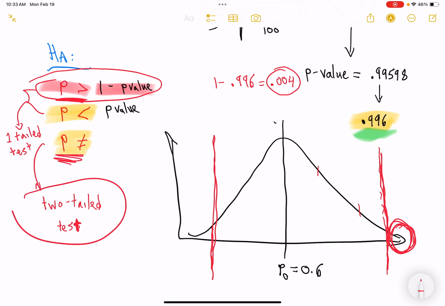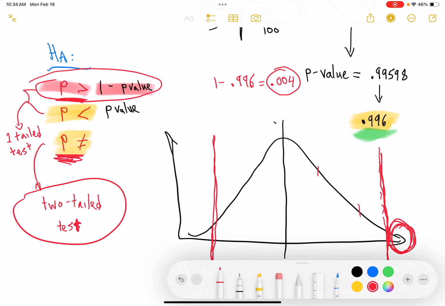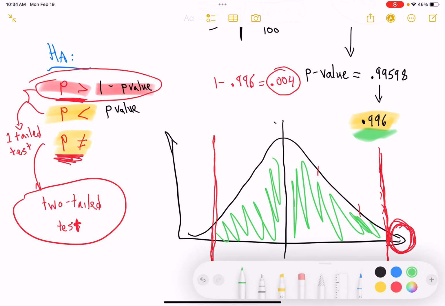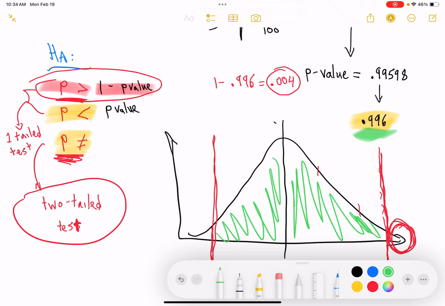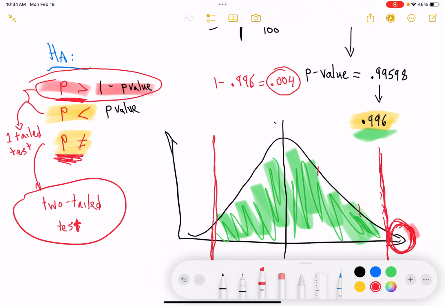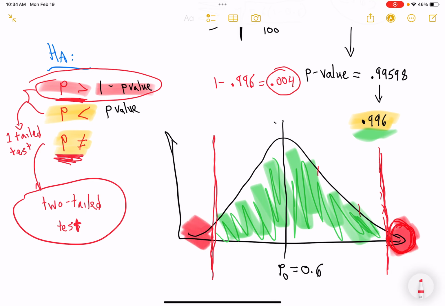In the case of a two-tailed test, aka p does not equal the proportion that we're looking for, we want everything that is not this center area, okay? Because that's where the null proportion sits, and that's where the odds of the null proportion being true actually sit. All of this area here. So we don't want that. We actually want this and this. We want the lower and the upper extreme.